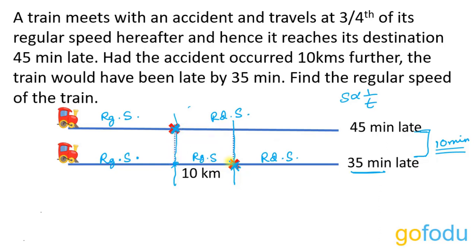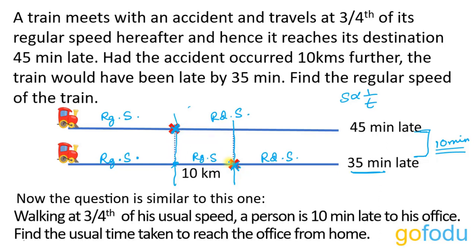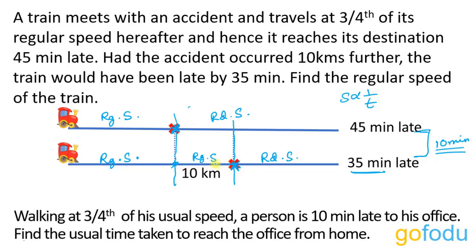Okay. So now the question is easy. Let me take this last solved example of the previous video. Focus on these 10 kilometers. Here the speed is normal. Here the speed is normal for this patch of 10 kilometers. In the second case, the speed is normal. Let's say the speed is S. In the first case, the speed has become reduced speed. The speed has become 3/4 of its regular speed. So the speed here is 3/4 S.